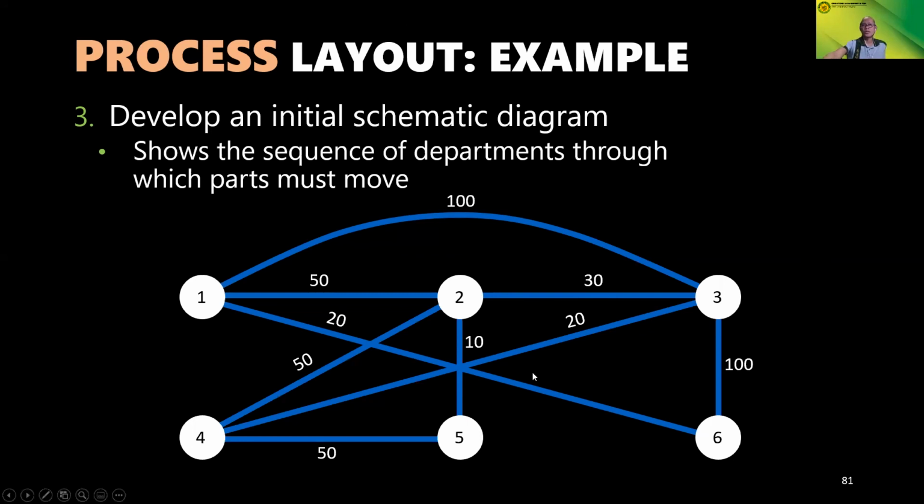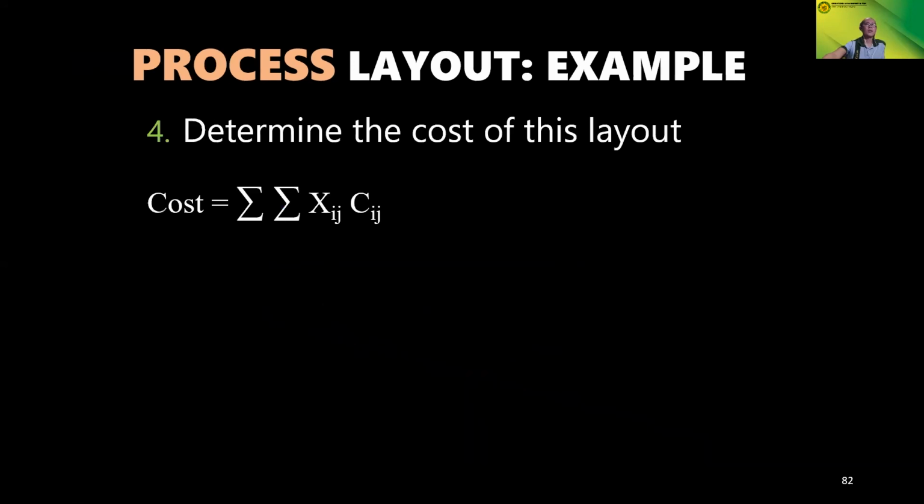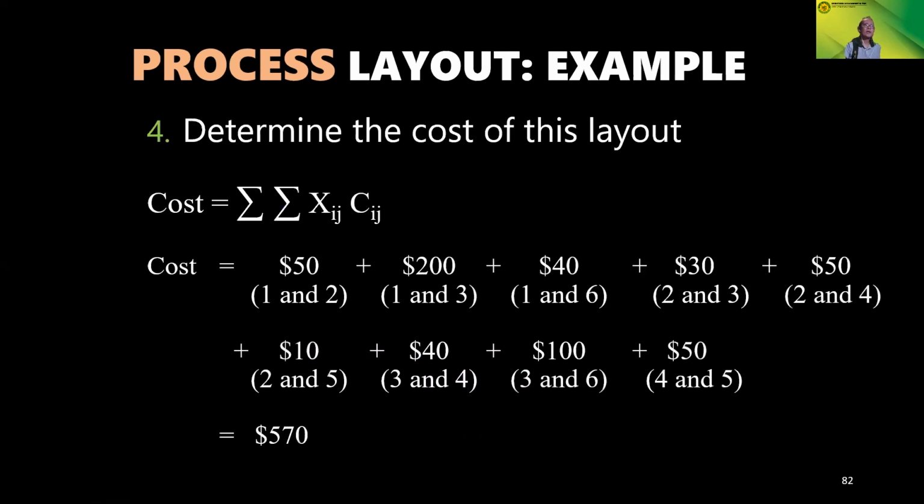But as you can see here now, this shows that 100 loads move weekly between 1 and 3, between 3 and 6. So we need to rearrange the layout to minimize our cost, meaning you should put 1 near 3 and you should not move 6 far from 3. The next step is to compute the total cost of our original layout.